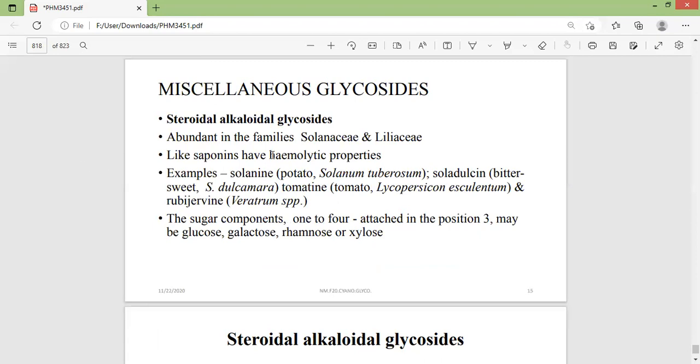So for this one, I just want you to know that the steroidal alkaloidal glycosides, number one, they exist, and number two, they have hemolytic properties. We only saw hemolytic properties under saponin, and now we've seen them under steroidal alkaloidal glycosides. So here you just see the structure.